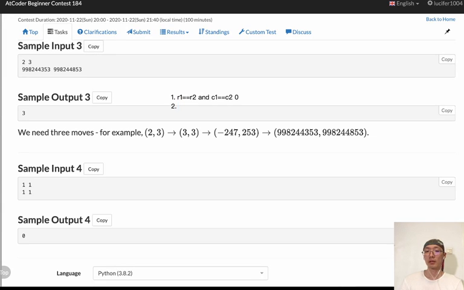So now let's find the second case. The second case is that we can move from (R1, C1) to (R2, C2) in one move. That is, either we have R1 plus C1 equals R2 plus C2, or R1 minus C1 equals R2 minus C2. These are the two types of diagonals. Then we have the case that they are neighbors.